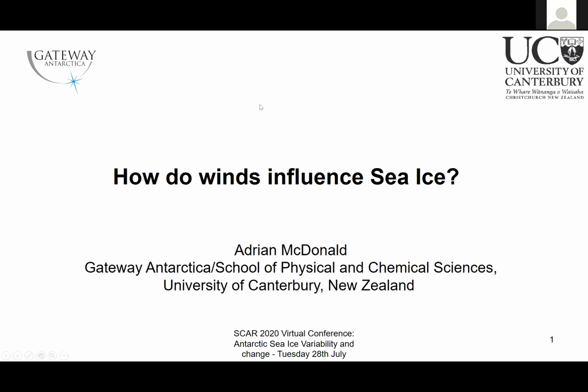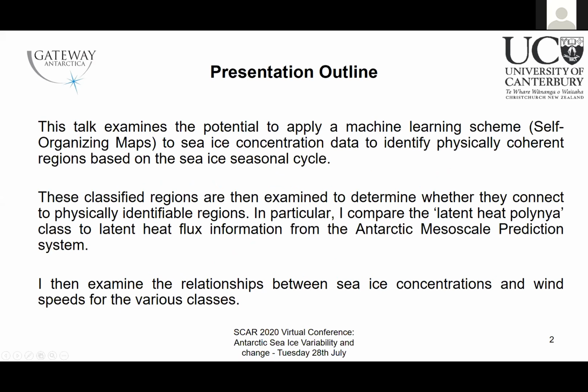I'll describe how I'm working to try and examine the influence of winds on sea ice at multiple scales. So a little outline of my presentation. I'll be talking about how I've applied self-organizing maps to sea ice concentration data. The aim of that was mostly to try and identify physically coherent regions based on sea ice seasonal cycle, and I'll explain why I decided to apply an algorithm to identify coherent regions based on seasonal cycle a little bit later on.